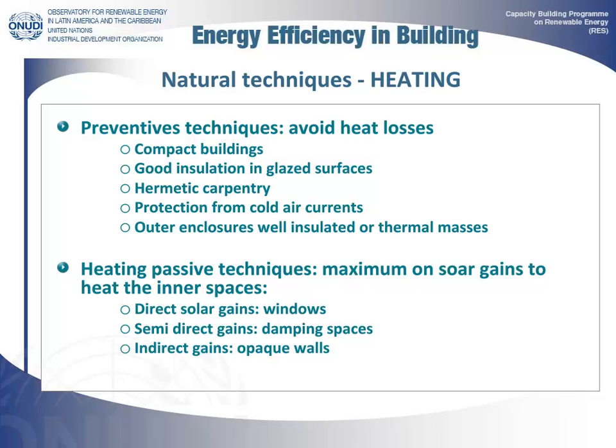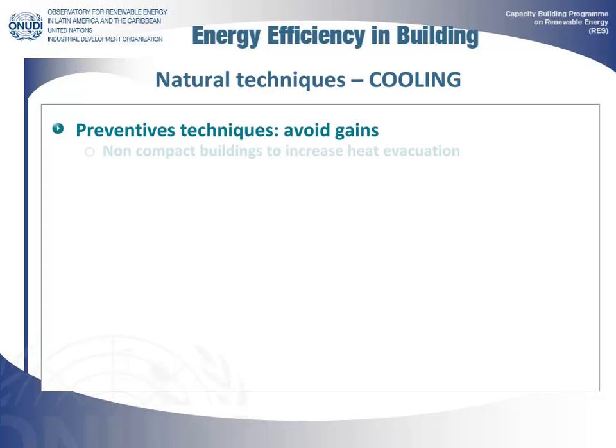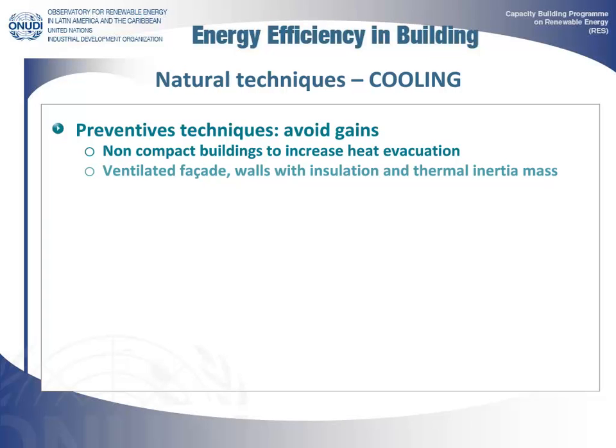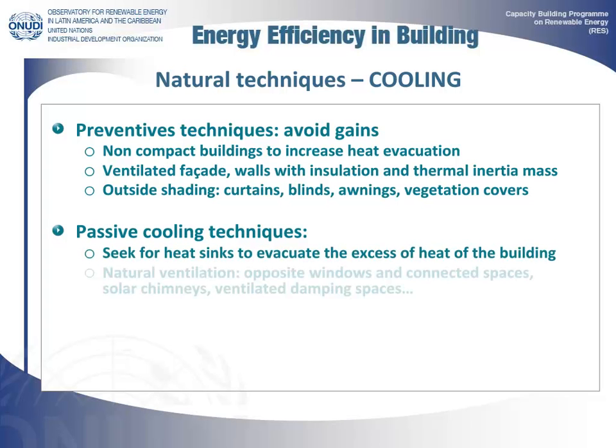In this sense, we have direct solar gains, for example windows, semi-direct gains, referring to damping spaces, indirect gains, referring to opaque walls. To employ natural techniques for cooling, it is necessary to develop the following concepts. Preventive techniques to avoid gains, such as non-compact buildings to increase heat evacuation, ventilated facades, walls with insulation and thermal inertia mass, outside shading, such as curtains, blinds, awnings, plant covers, and passive cooling techniques.